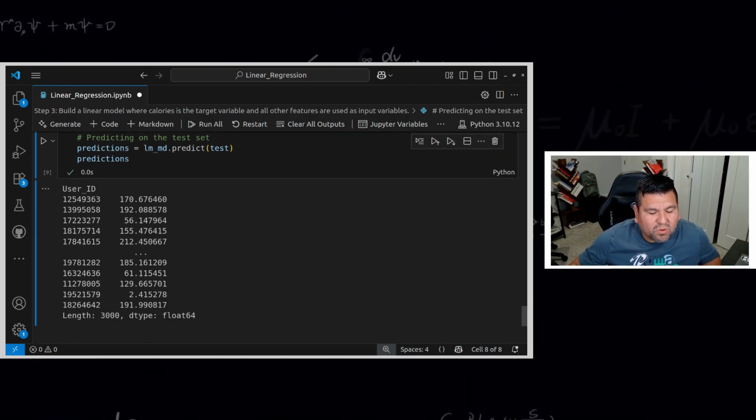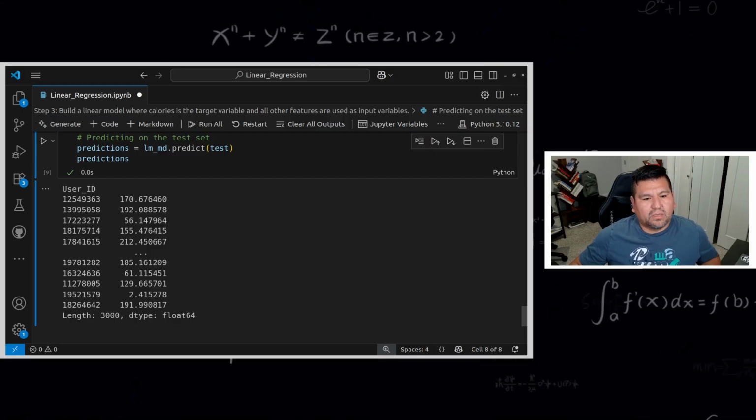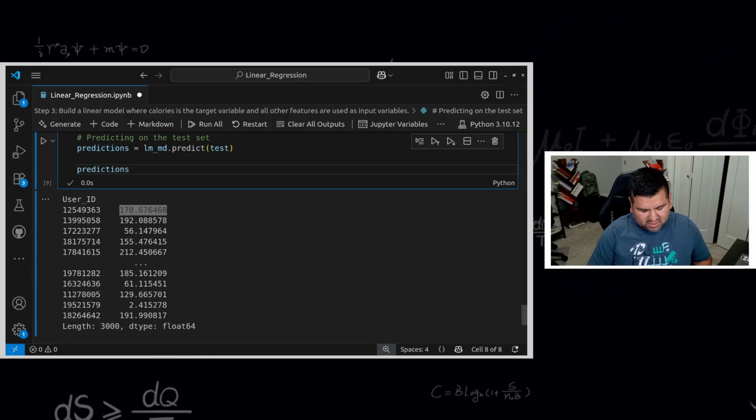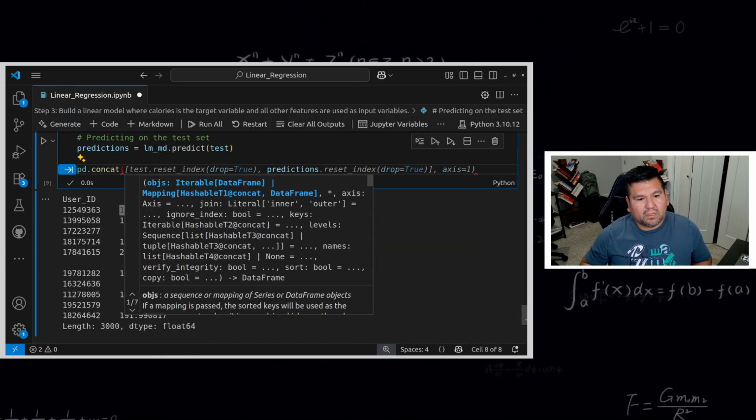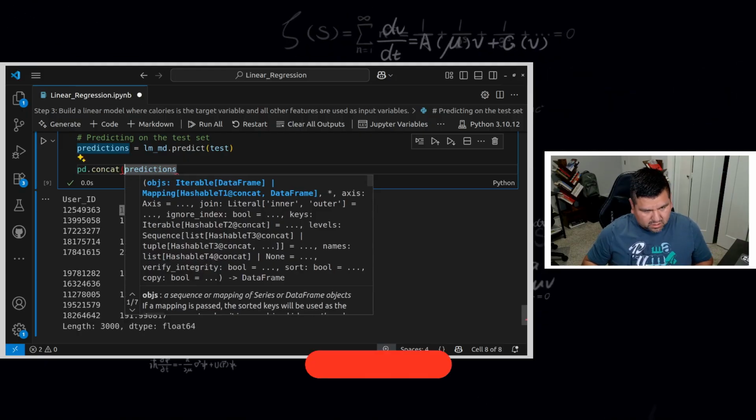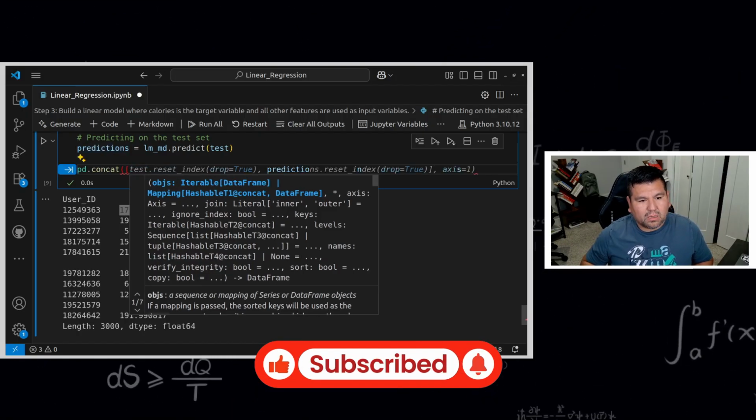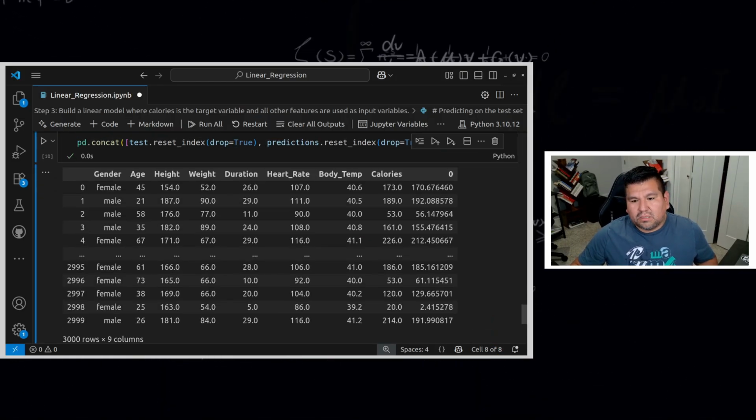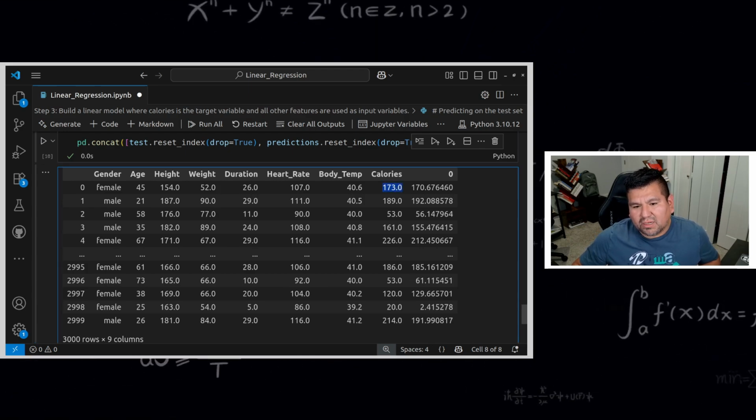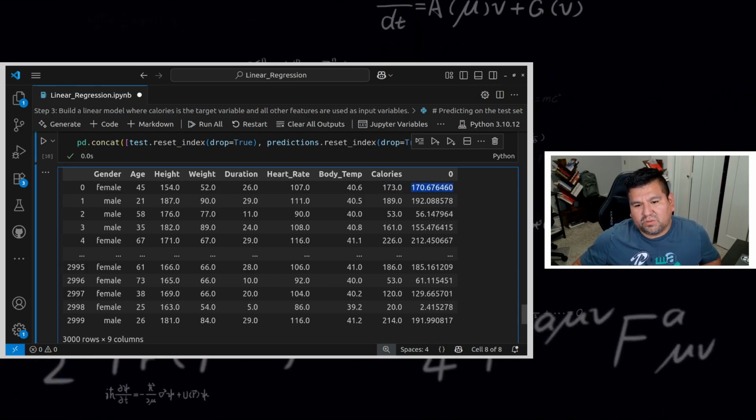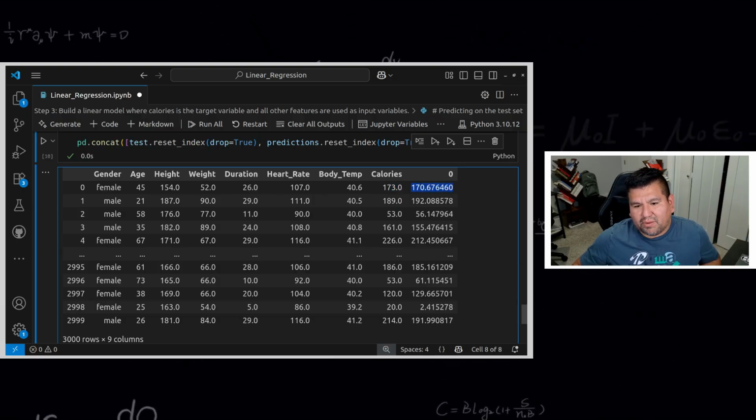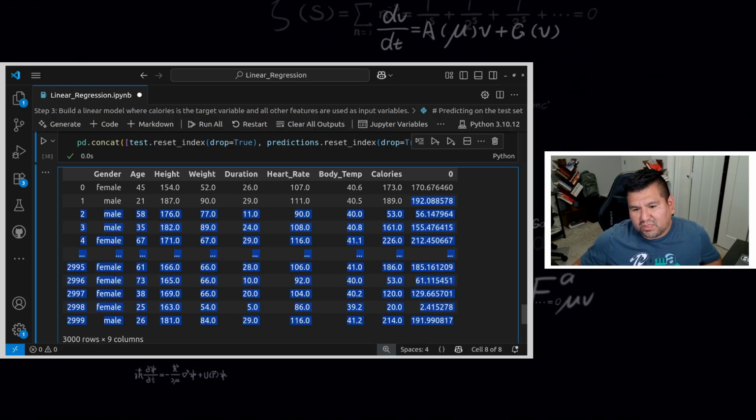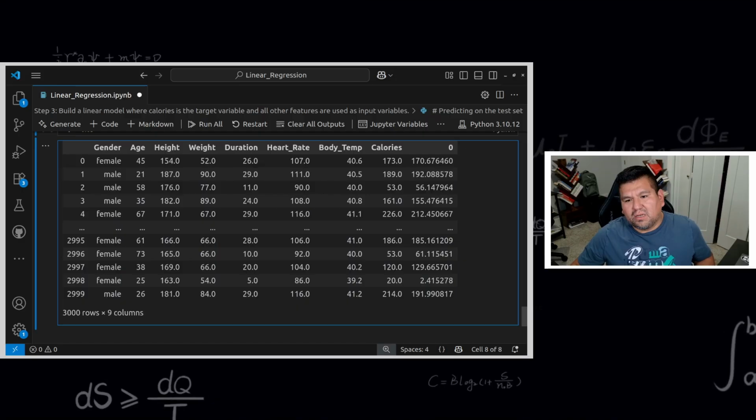Now if you want to quickly compare these against the actual values, you can easily create something like this with pd.concat of the actual values and the predictions. So this is the actual calories value, and this is what the model is predicting. It's 173, and the model predicted 170. For this observation it was 189, and the model predicted 192, and so on. Okay, so you can visually see those two things.